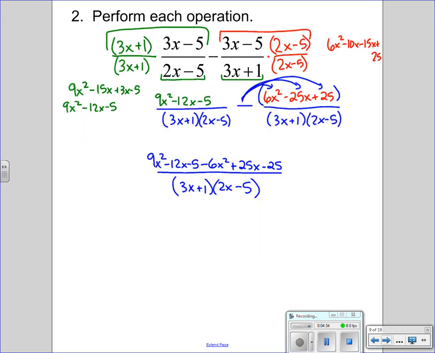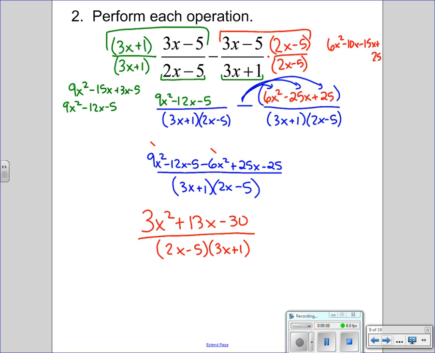Now, 9x squared minus 6x squared is 3x squared. Negative 12x plus 25x, that's a plus 13x, minus 30, all over 2x minus 5, 3x plus 1.